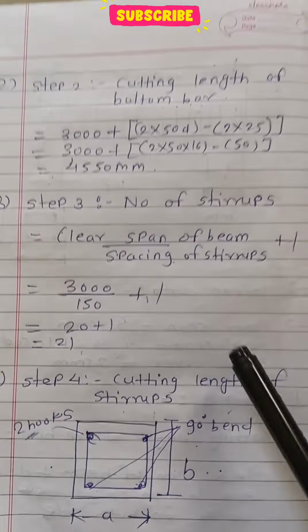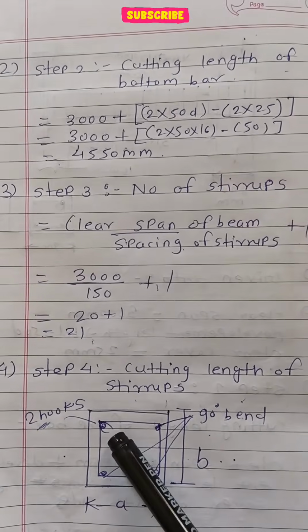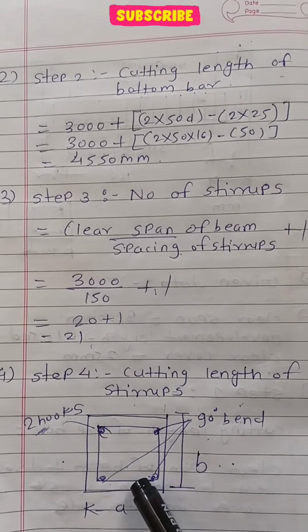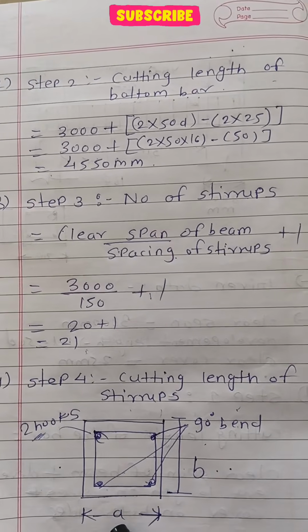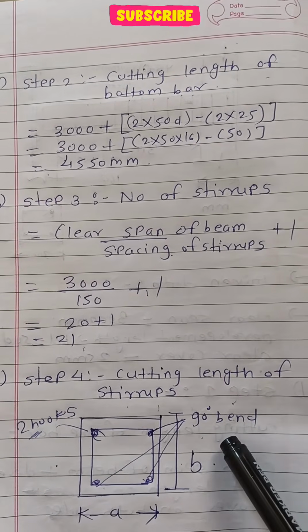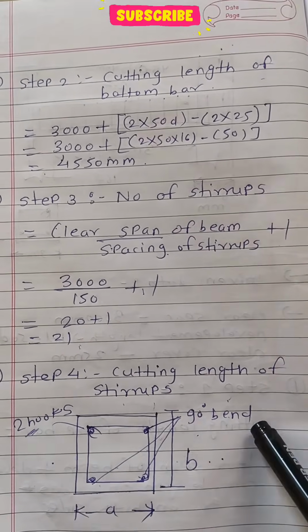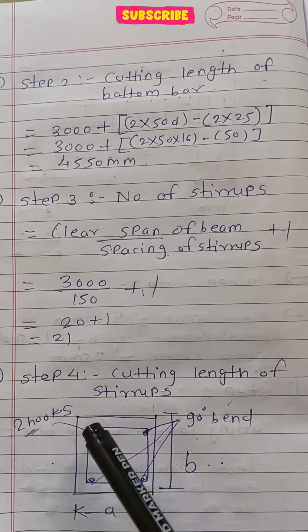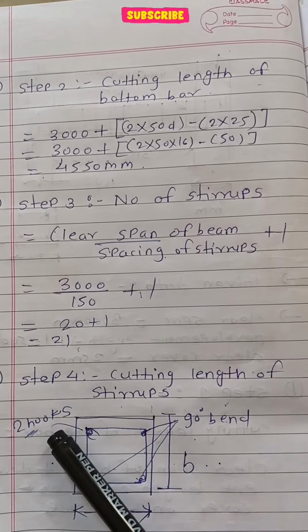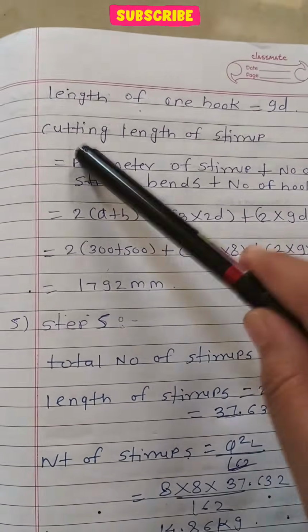Step 4 is cutting length of stirrup. To calculate the cutting length of stirrup, I have drawn one figure to understand this clearly. We are going to assume that A is the width of beam and B is the depth of beam. These 3 are 90-degree bends, and then there are hooks, one here and one here, so 2 hooks are provided. Based upon this, the length of one hook will be 9D, we are going to assume it.